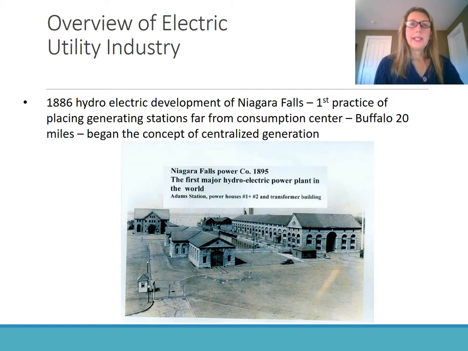But in 1886, hydroelectric development of Niagara Falls was the first practice of placing generating stations far from the consumption center. So Buffalo was 20 miles from Niagara Falls. This began the concept of centralized generation, right? Centralized, very large plants producing a lot of power and able to transmit it over very long distances.